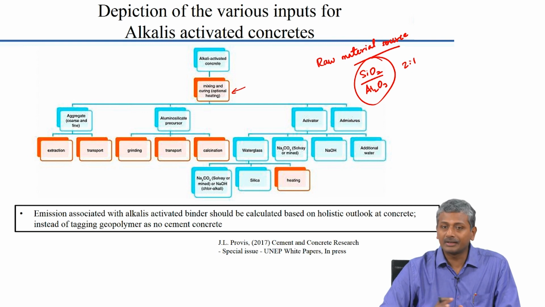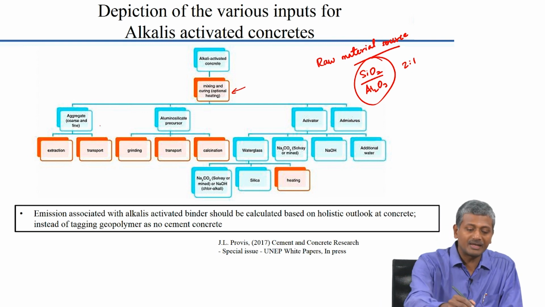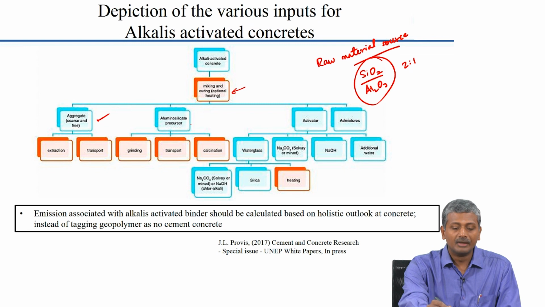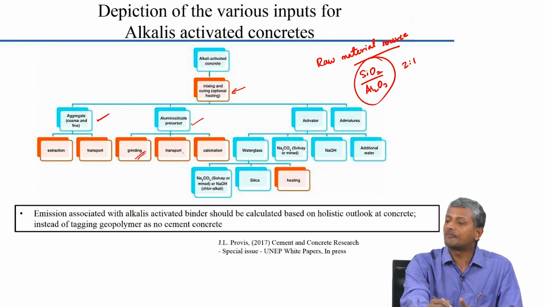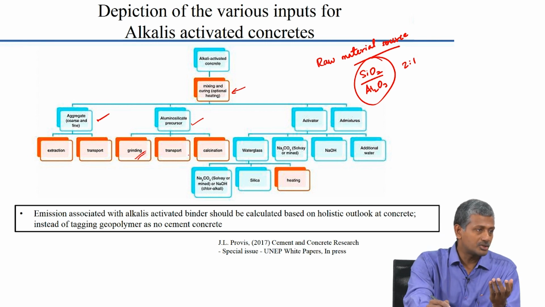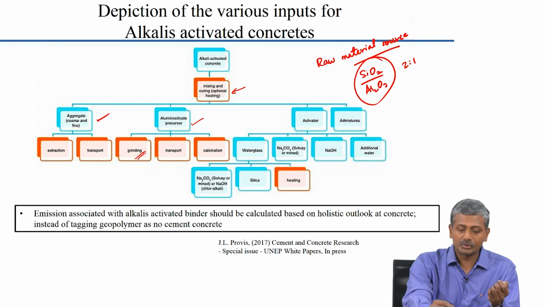So, again in terms of geopolymer concrete, of course, you have the aggregates, coarse and fine aggregates. The aluminosilicate precursor, you need to first grind it to really fine particle sizes, so that there is faster dissolution. Just like cement hydration, the finer you grind your aluminosilicate precursor, the faster will be the dissolution rate. Then of course, you need to transport it to the place where you want to make geopolymer concrete, or sometimes you need to calcine it.